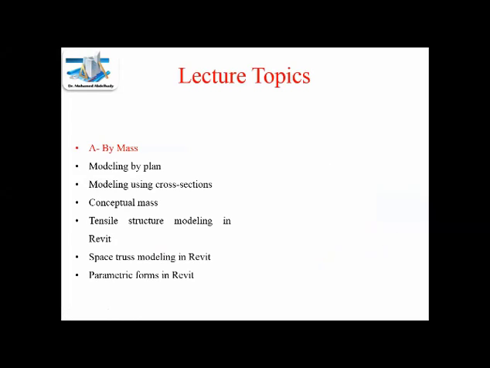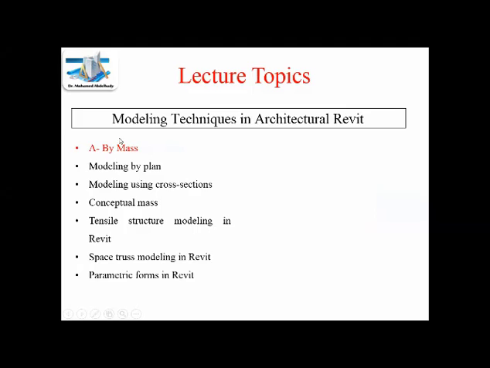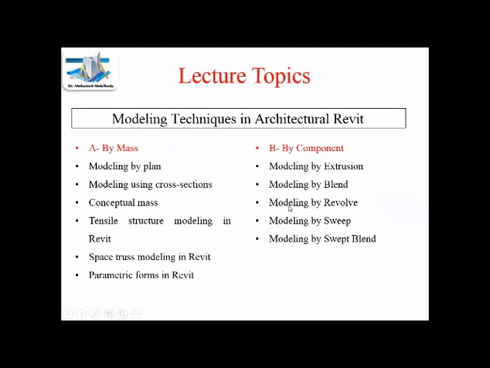The lecture topics. First, in order to make modeling techniques in Architecture Revit, we have two groups. First one, by mass. يعني ايه by mass? This means I am making the mass of the building. Okay. طيب the mass contains modeling by plane.